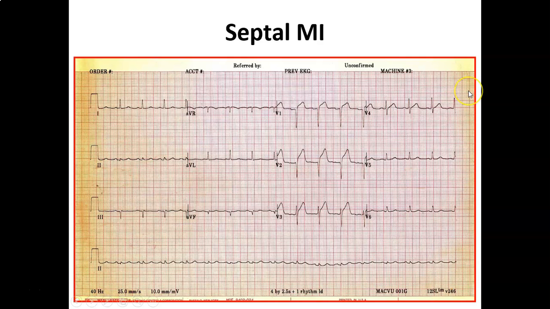So look at the ST segment elevation. It's seen in V1 and V2, which present the septum, and maybe V3 as well. So most striking is in V1 and V2, which present the septum. So this is your septal myocardial infarction. And if it's extending to V3 and V4, then we label it anteroseptal myocardial infarction.